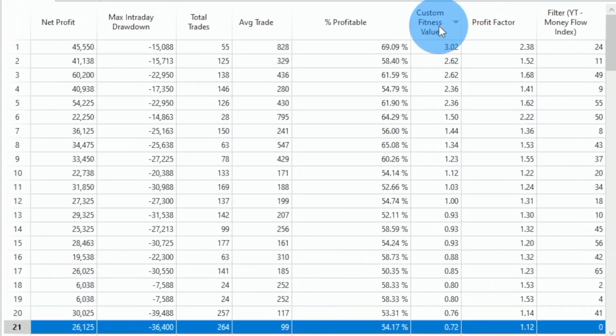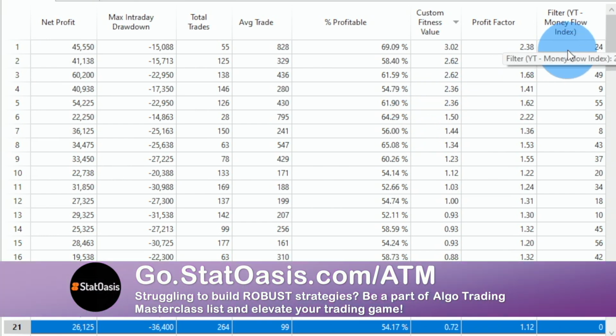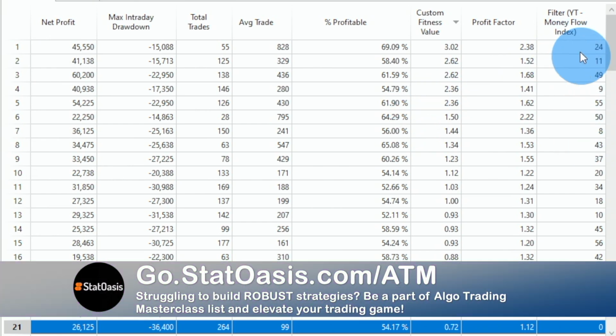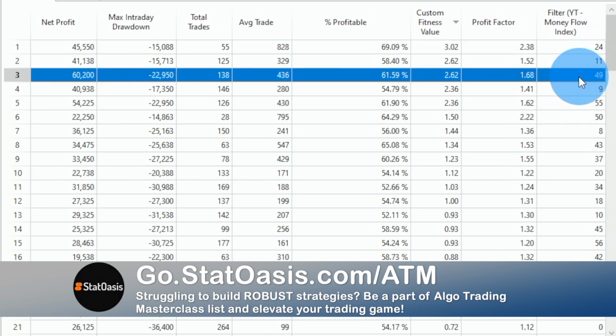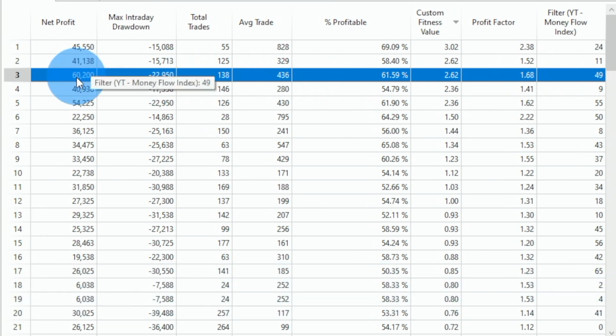And if we sort by return to drawdown, again, about 20 filters perform better than the original strategy without a filter. And again, up to 40, those are all market regime version 2. So 24, 11. So the next one we have is 49. So 49 also producing better profit, but higher drawdown.